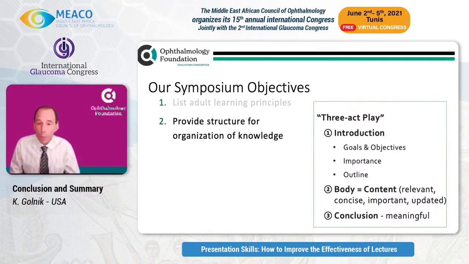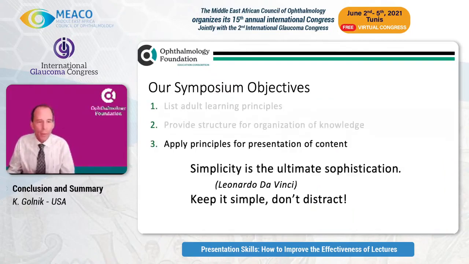Second, the body: the content. Make sure it's relevant, concise, important, and updated. And finally, a conclusion. Make sure that it's meaningful. I'm hoping you'll find my conclusion right now meaningful. The third, apply principles for presentation of content. Leonardo da Vinci said, simplicity is the ultimate sophistication. So keep it simple, don't distract, make sure the audience sees what you want them to see in your slides.